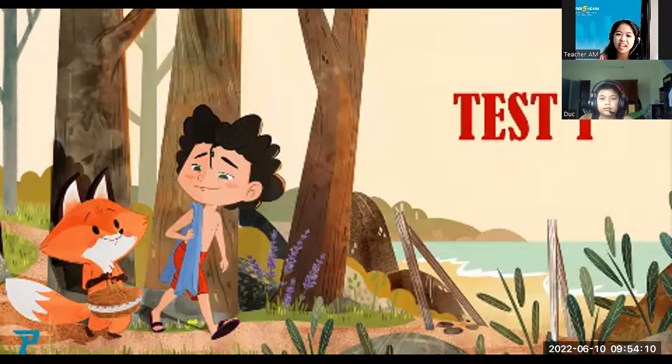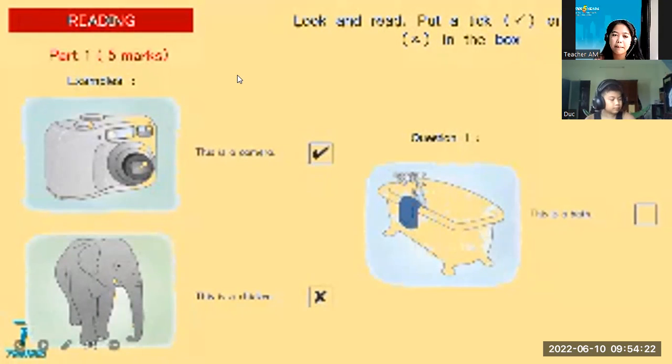Yes. Okay, so now we will have a practice test for your reading and writing. So are you now ready to begin? Yes. Okay, so this is part one. Can you see it clearly, Duke? Yes. Okay, so I want you to look at the picture and you read the sentence. Then after that, you put a tick if it is correct. Then you put a cross if it is not correct. Okay, so for example, we have two examples here. Can you please read the first example?